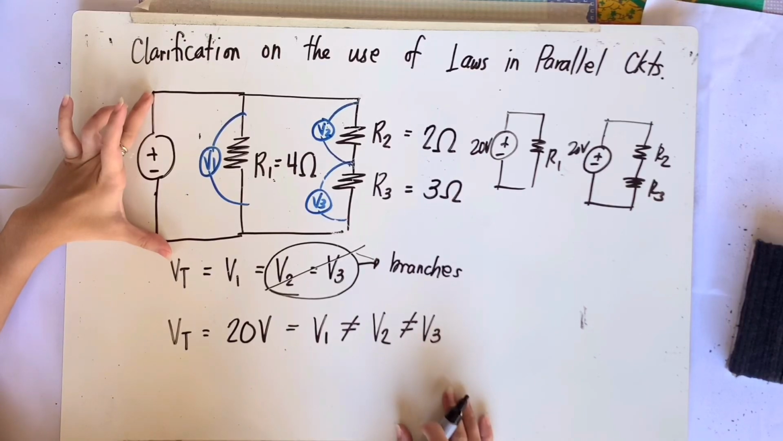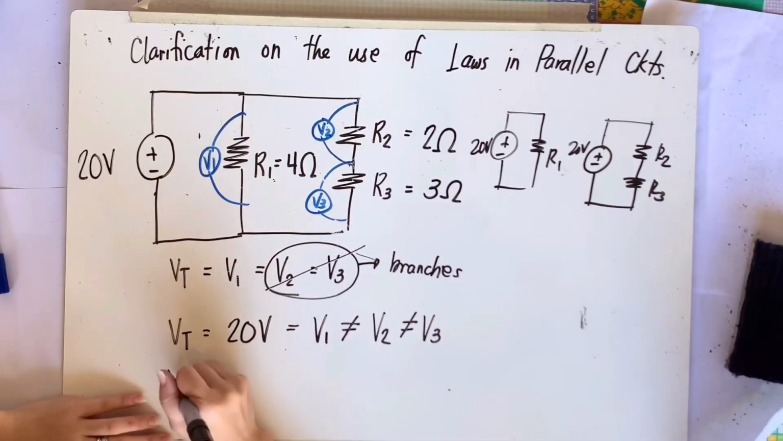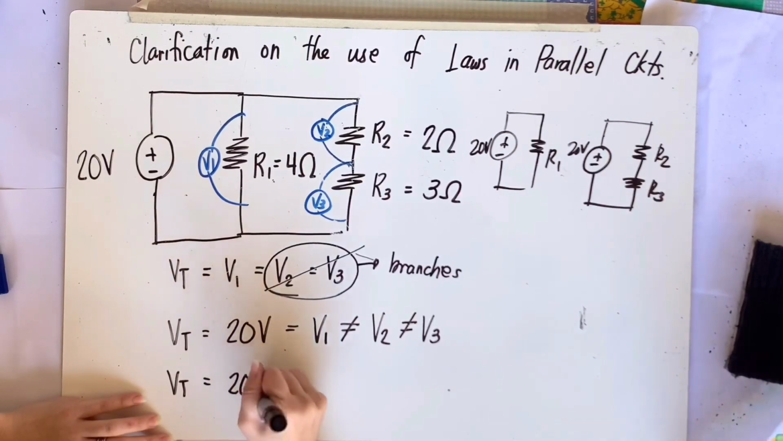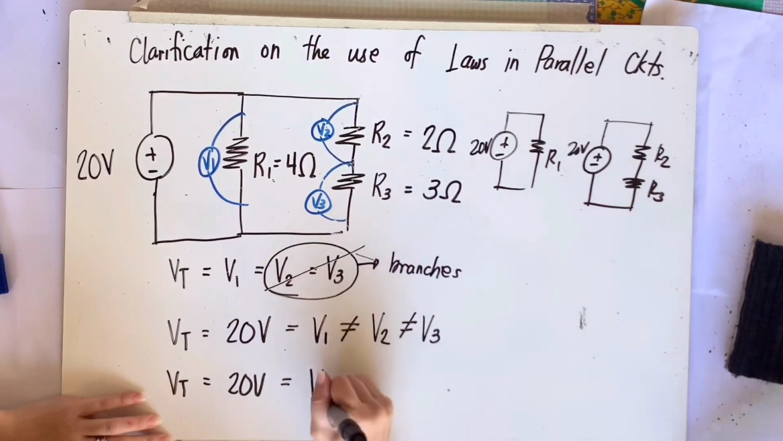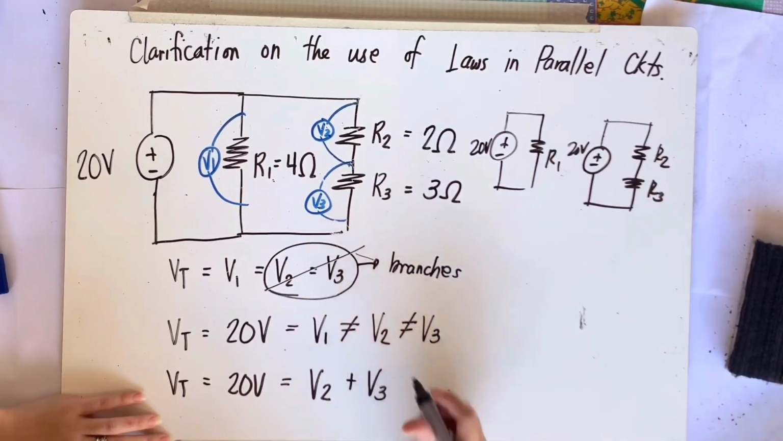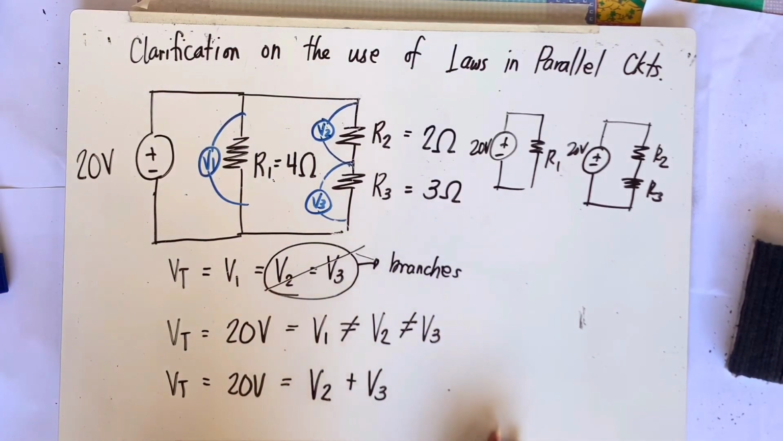For sa case na ito, yung VT mo na 20 volts, that would be equivalent ngayon sa sum ni V2 at ni V3. So, para sa problem na to, pwede na tayong gumamit ng voltage divider principle dito para makuha natin si V2 at si V3. Hindi na natin kailangan mag-solve ng current, diba?